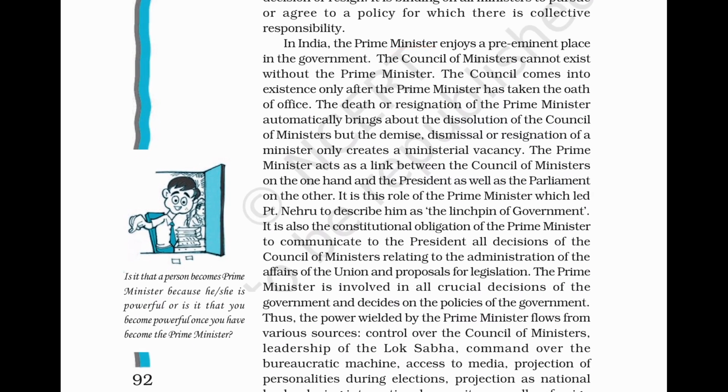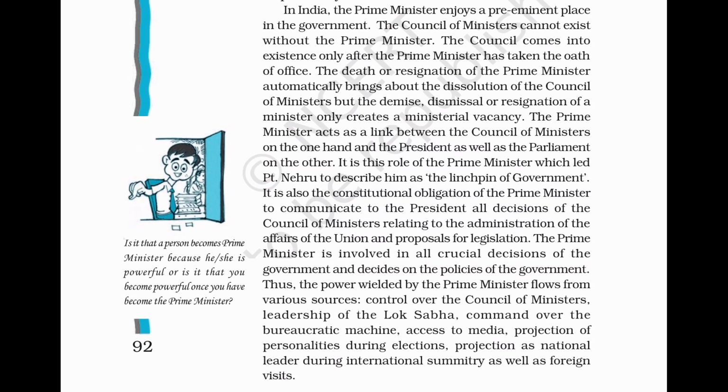Of course, the position of prime minister is very important. Council of minister cannot exist without prime minister. ठीक है, head जो है वो prime minister ही होते हैं. Death or resignation of prime minister अगर हो जाता है, so that will result in the dissolution of council of ministers. But if any other minister dies or resigns, it will not lead to the whole decline of the council of ministers. Only that vacancy for that particular minister would be created. But if prime minister dies or resigns, then the whole council of ministers will collapse.